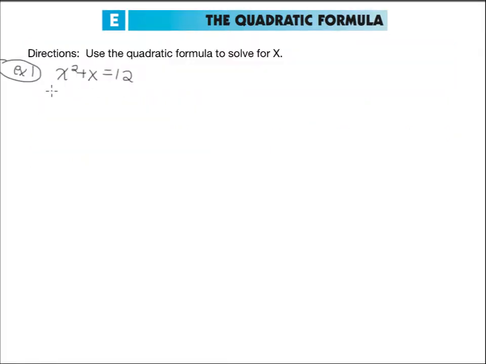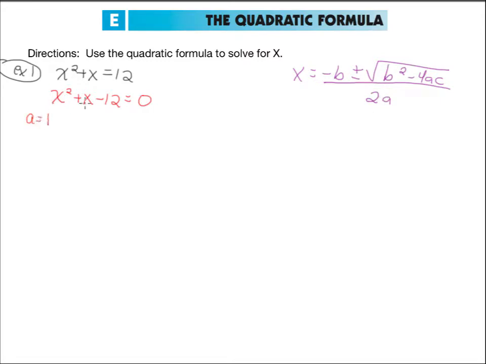Try using the quadratic formula to solve some equations. So the first thing we need to do is write this into standard form by subtracting the 12 from each side. And now let's identify what our a, our b, and our c are. So remember, our quadratic formula is the opposite of b plus or minus the square root of b squared minus 4ac all over 2a. So looking at this, the number from the x squared is the a, the number from the x is the b, and the number by itself is the c.